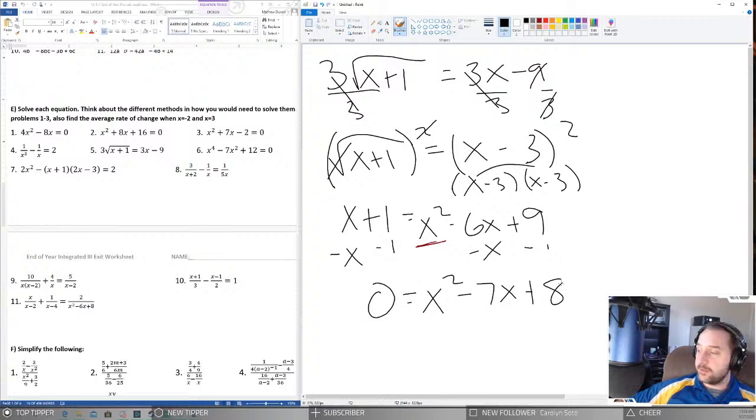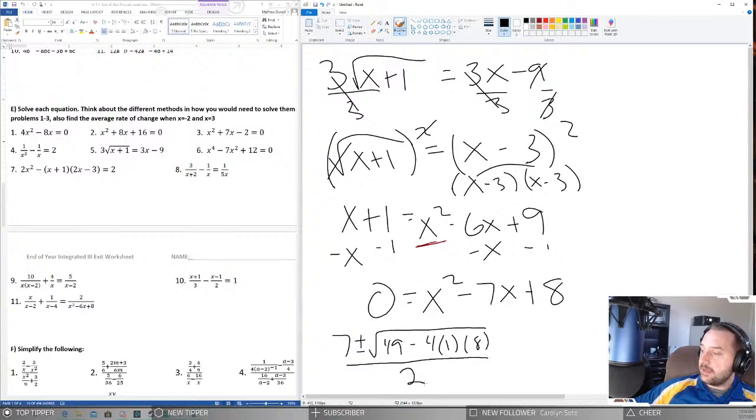So I have to use the quadratic formula. So negative b plus or minus the square root of b squared minus 4 times a times c all over 2a. And so that's going to give me 7 plus or minus. Now I get 49 minus 32. And so that's going to give me 17. So these right here are my possible solutions.